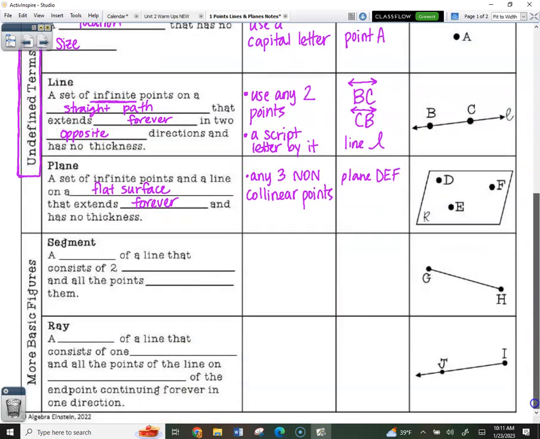Now, from them, we're going to learn 2 new vocab words, which are basic definitions. The first one is segment. Segment is a part of a line that consists of 2 endpoints and all the points between them.